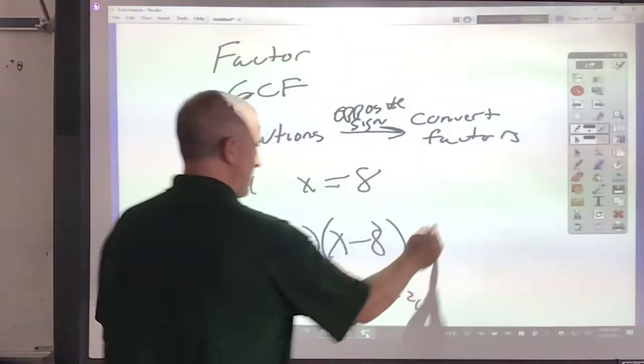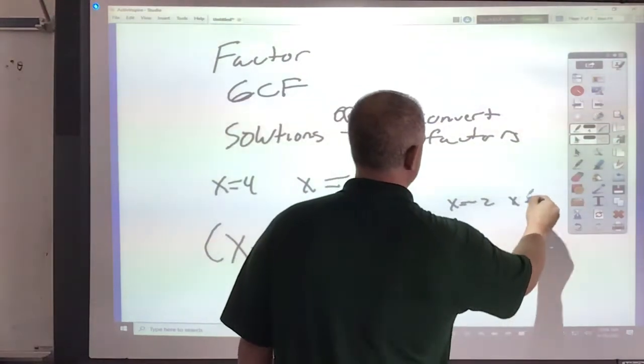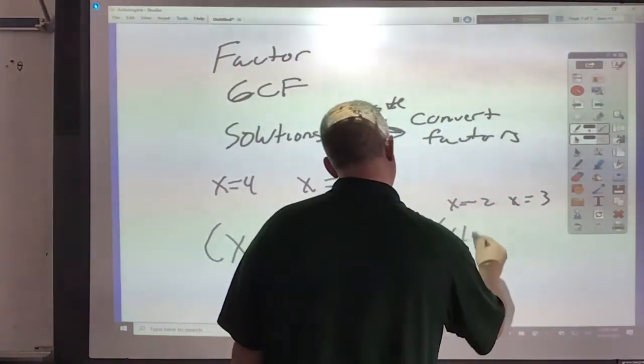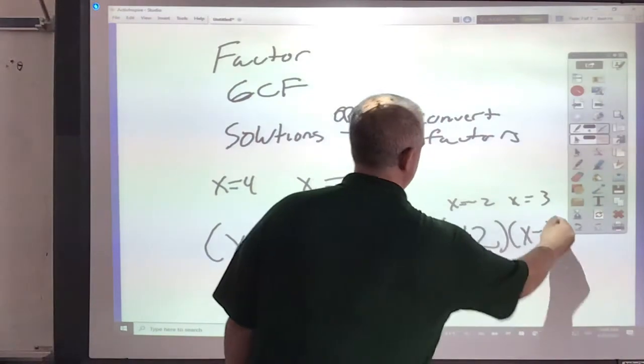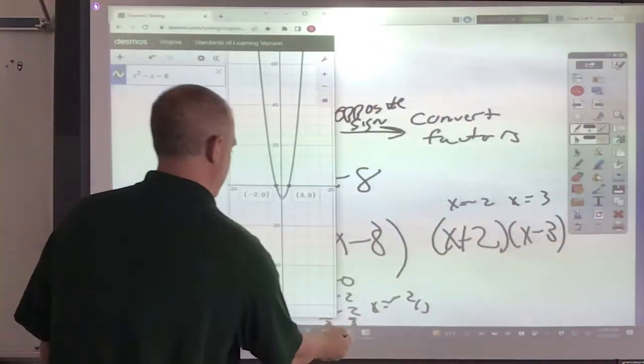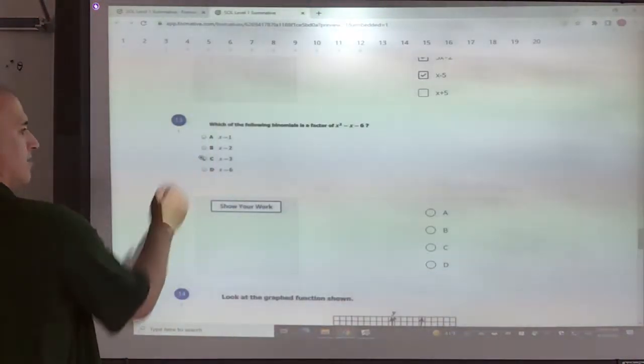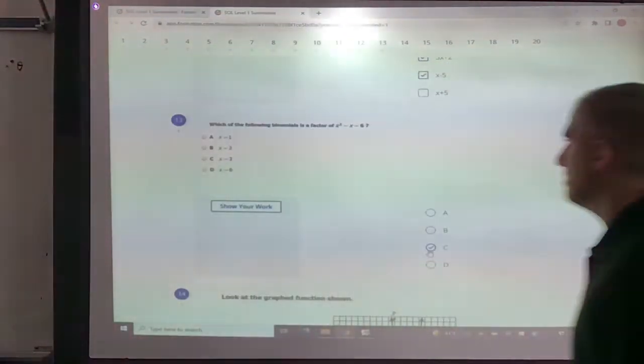So what does that mean for me? If I got a solution at negative 2 and a solution at 3, this would be x plus 2, x minus 3. Just change the sign. So which one is that? All right, let's look at that. Which one would that be? That would be C, minus 3.